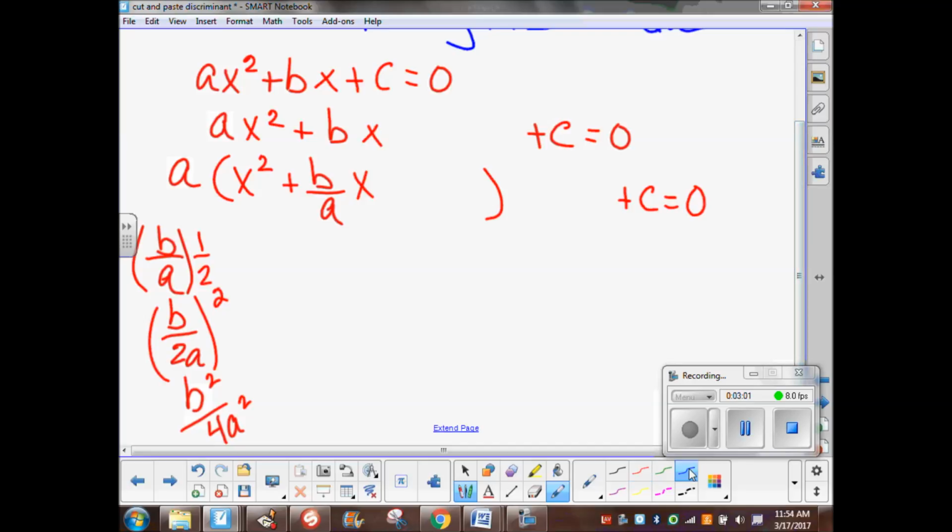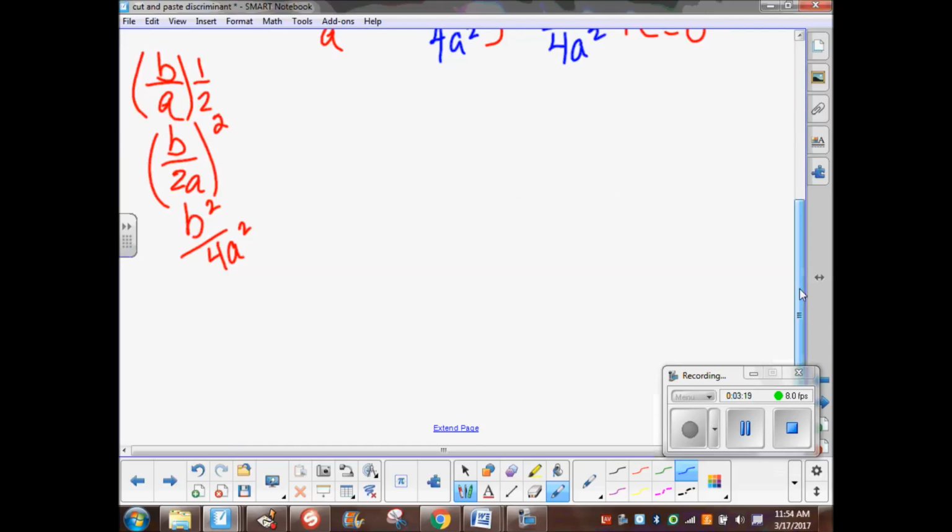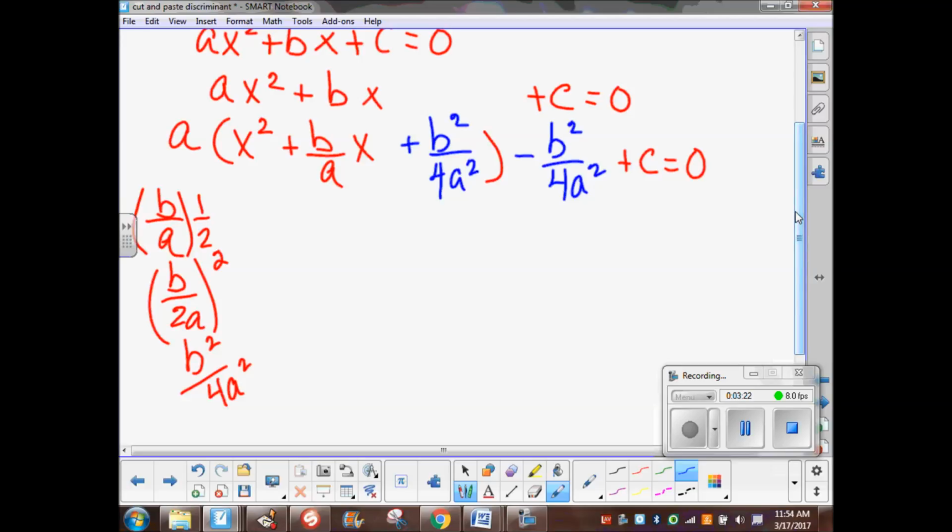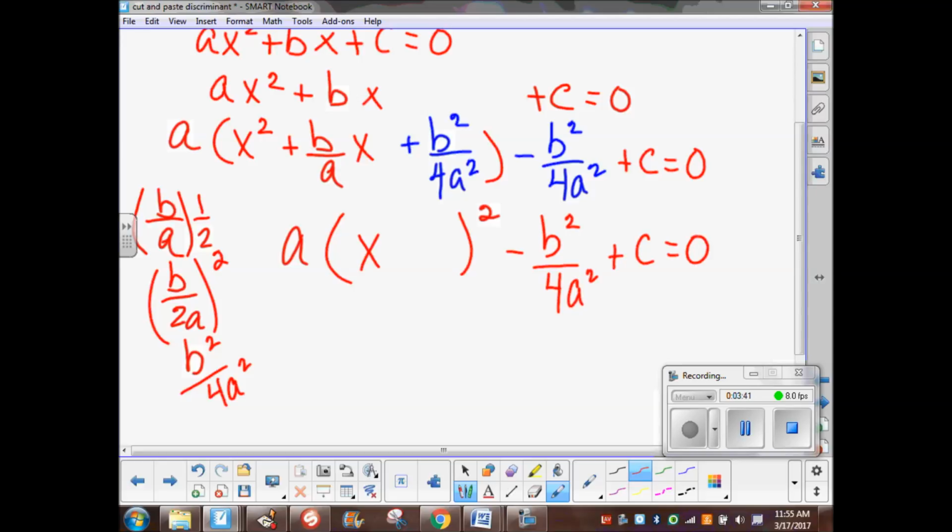So what do I need to do with that? I need to add that and subtract it. Okay, so far? Now I've made my perfect square trinomial, so now I need to factor it into that perfect square. I'm going to leave this sort of mess here for a minute. So when I factor that perfect square trinomial, it's going to be x plus b over 2a, quantity squared, and then the rest to follow.